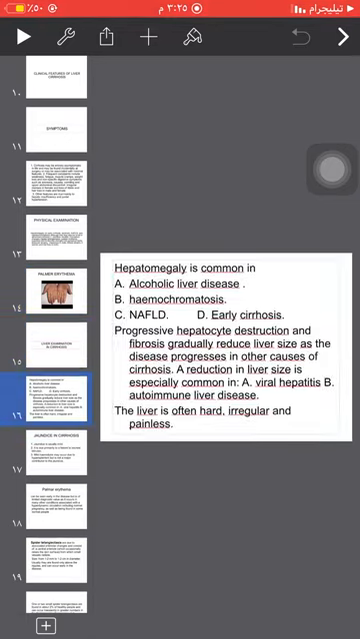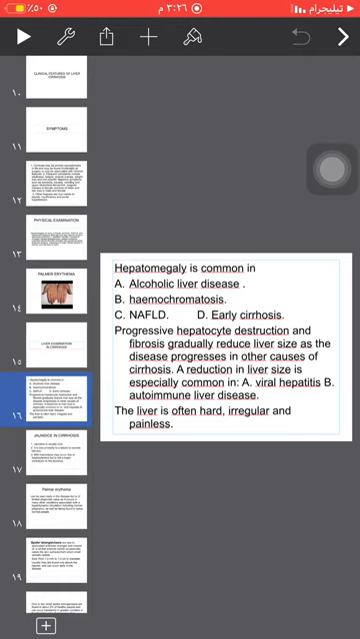زين examination. طبعا hepatomegaly is common in alcoholic liver disease والهيماتوكروماتوزيس ونمفاتي liver disease و early cirrhosis. ولكن بالادفانس راح يكون الليفر عبارة عن small. Progressive hepatocyte destruction and fibrosis gradually reduce liver size as the disease progress. فإذا من يصير liver cirrhosis advanced راح يكون destruction للهيباتوسايت فالsize of the liver راح يصغر.